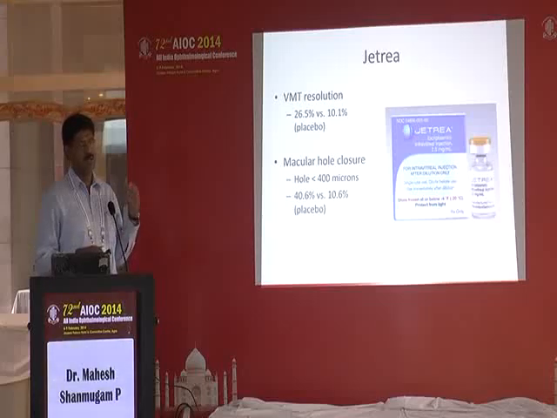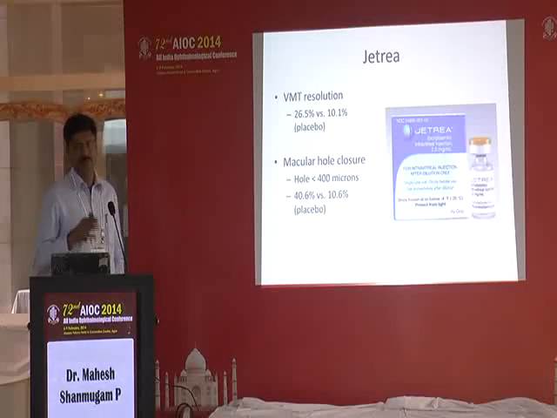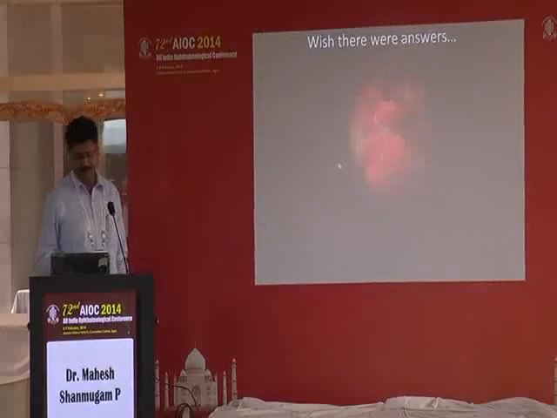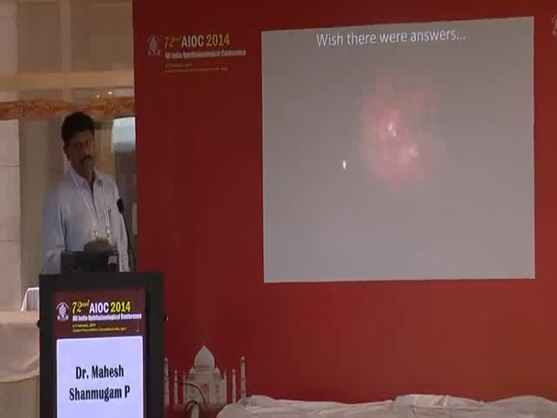So we really need something else which cleaves the lamina and fibrillation much better from the retina, and creates a PVD. I don't know when it will come. If it comes, then probably we can stop doing vitrectomy for diabetic retinopathy. So this is my wish list. I wish there were some answers.